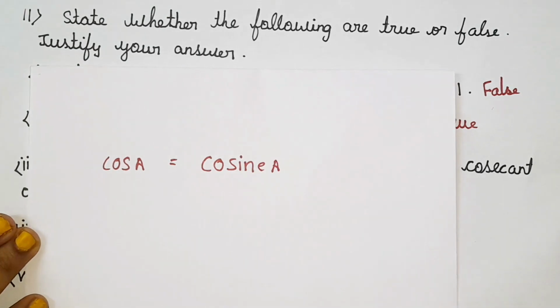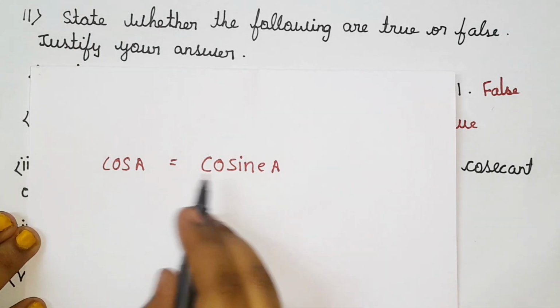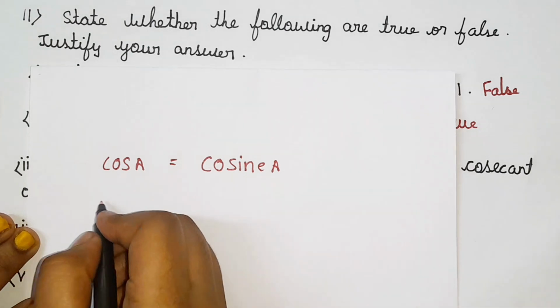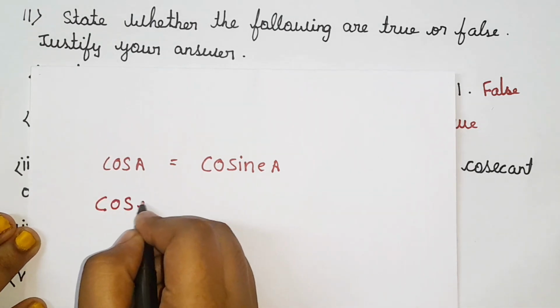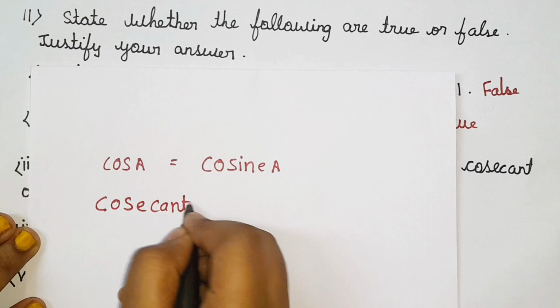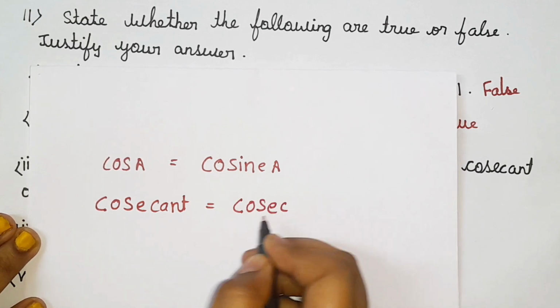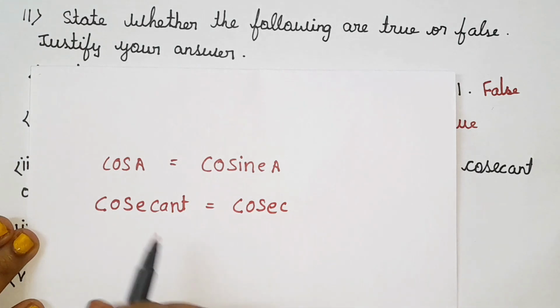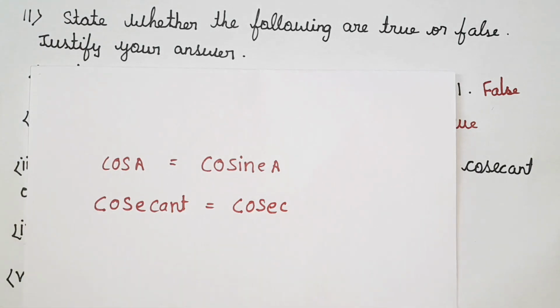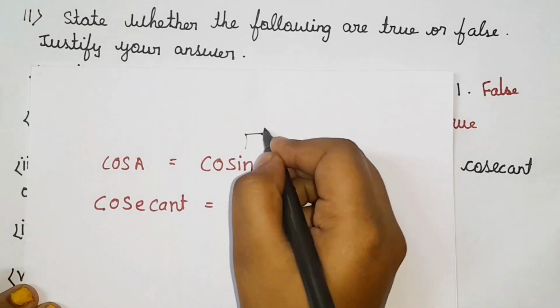So the full form for cos A is cosine A, and the full form for cosecant is cosec. See, this is the short form here. So this is the full form, this is the short form. So I'll write it.